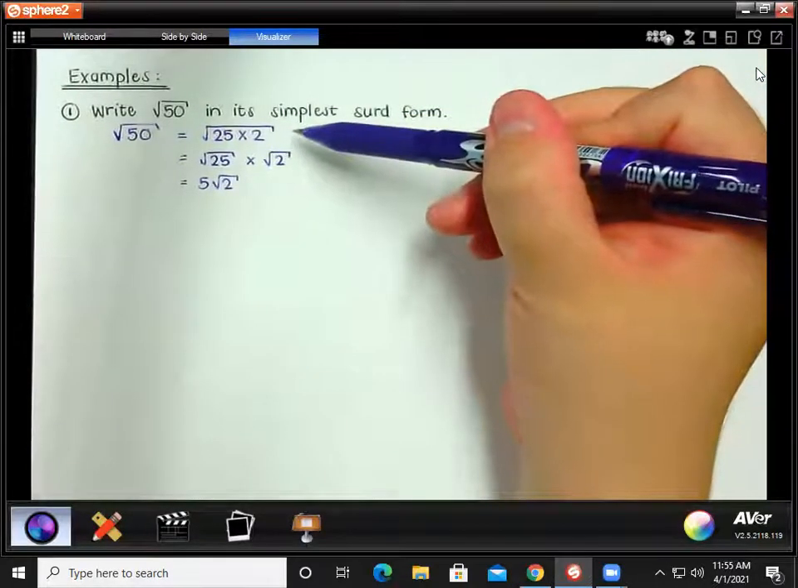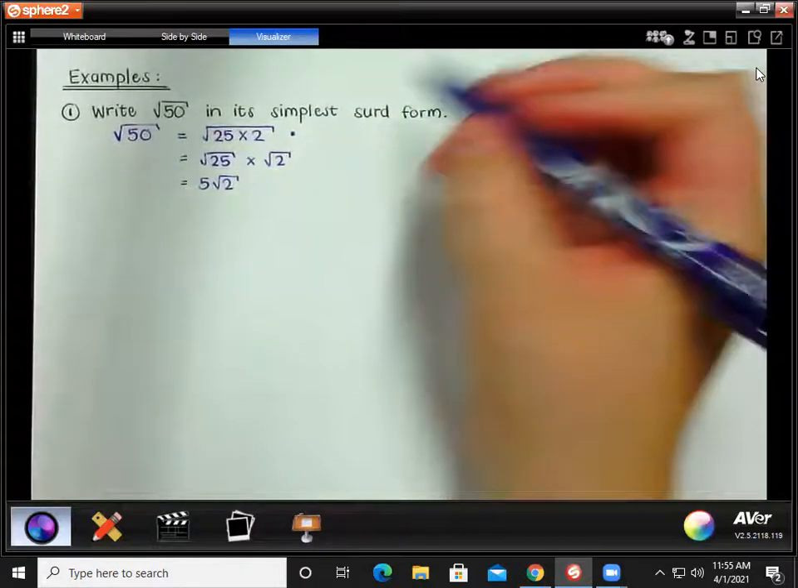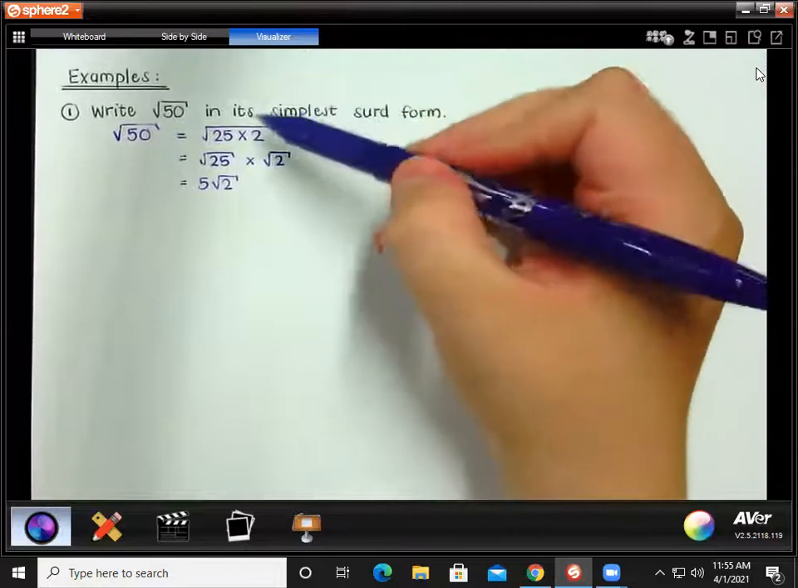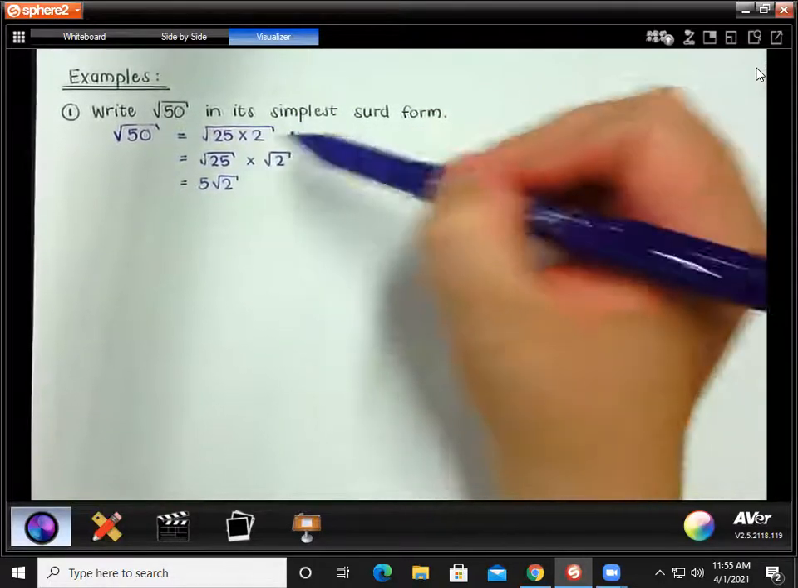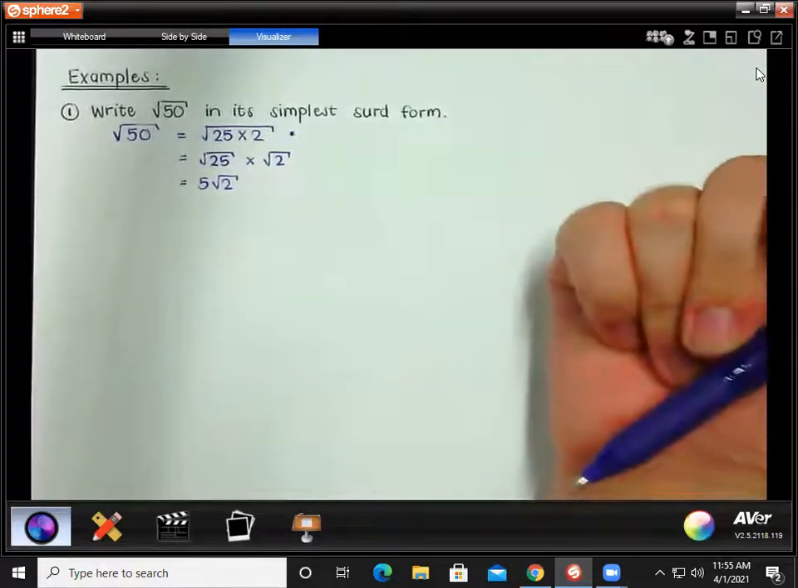So this is a step that I will have to see. This is almost your proof that you're not using your calculator, but this step you don't have to show. Right, so guys, it's fine if you go straight from your square root of 25 times 2 to your answer, but you have to show the 25 times 2. All right, that is proof that you're not using your calculator.